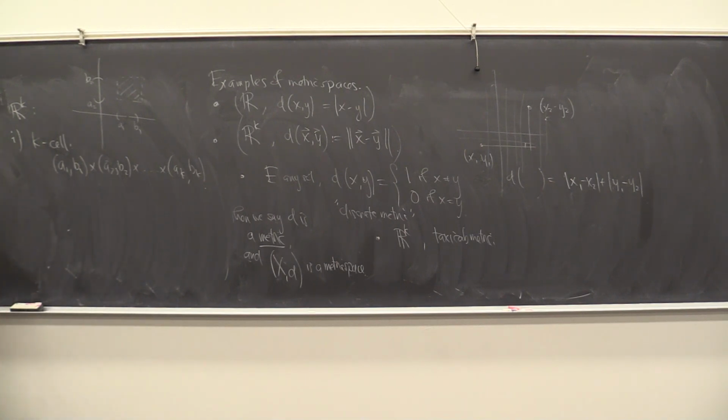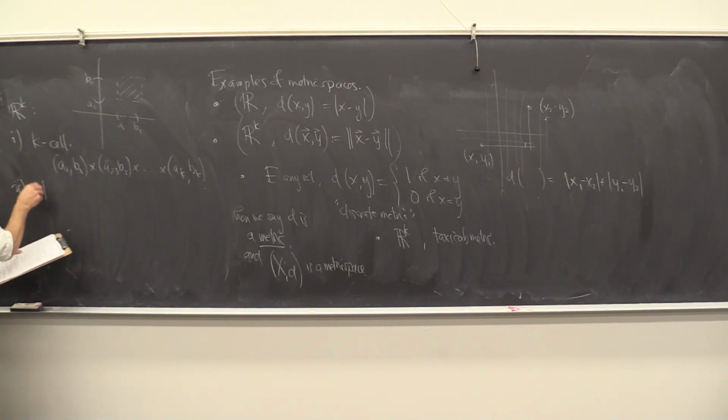So k-cells will be a useful term. These are a sort of generalization of intervals. In R, you know what intervals are. In R^k, you don't really have an interval, but we have these things called k-cells as a generalization of an interval. Another way of generalizing, and this is the more useful one, is with balls.